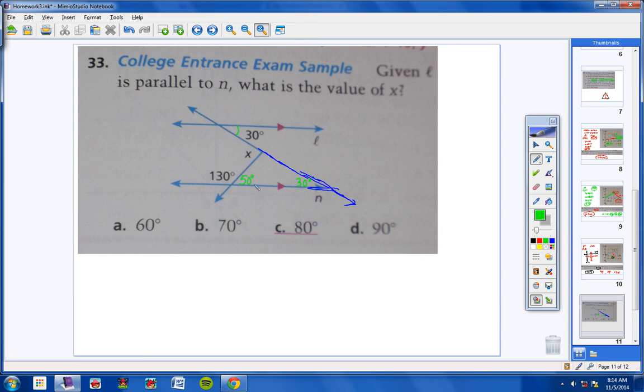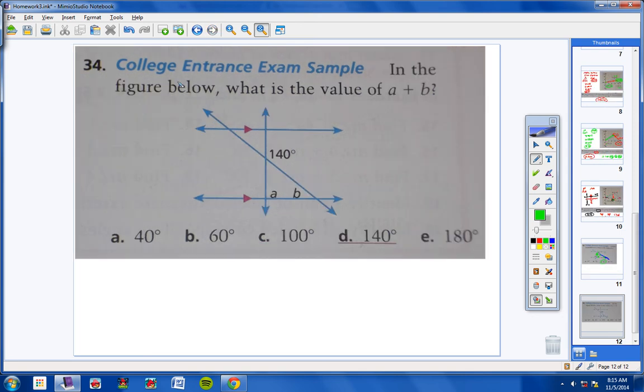Now, if this is 50 and this is 30, I have a triangle right here. 50 plus 30 is 80, so this would have to be 100 right here. So x is on a straight line with a line coming off of it, so they have to be supplementary. So x has to be 80 degrees. There we go, 80. Back that up and watch it again if you need to, guys. Not too difficult. You just have to extend a line here so that you have a complete transversal cutting two parallel lines. Okay, number 34.